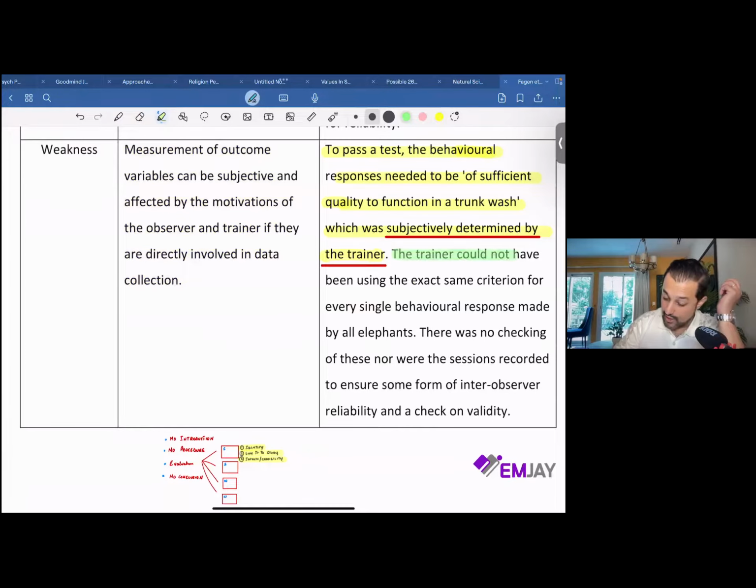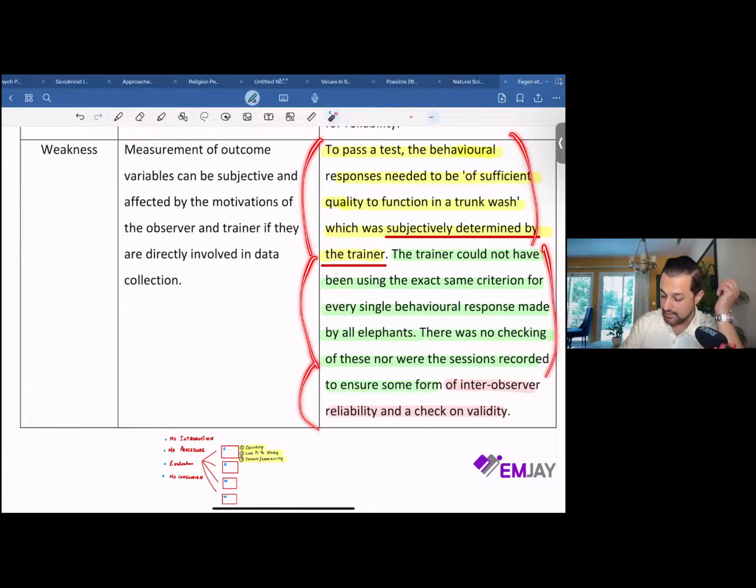The trainer could not have been using the exact same criteria for every single behavioral response made by all elephants. There was no checking of these, nor were the sessions recorded to ensure some form of inter-observer reliability and a check on validity. So how does this eventually affect? This could be the third point used over here. So the point identified, the link to the study, and this eventually decreases chances of inter-observer reliability, and many people could question the validity of the research as well because there was subjectivity involved, right?